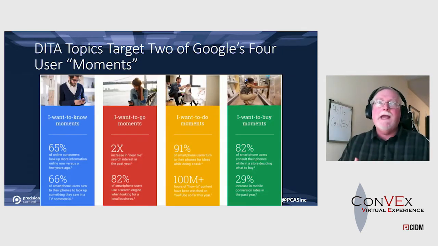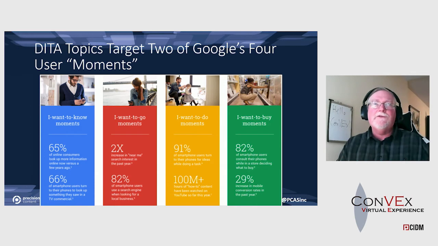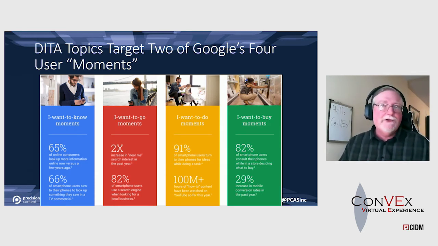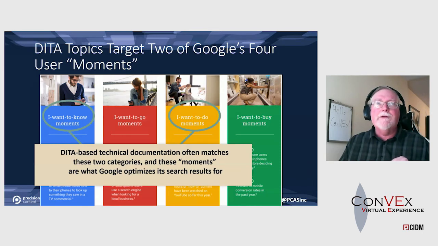Now, what you see here is Google's 4 user moments from a document they published a few years ago. If you search for 4 user moments, you'll find it. It's well worth the look. In this case, I want to focus on the first and third moments.